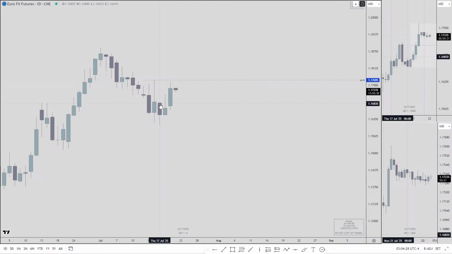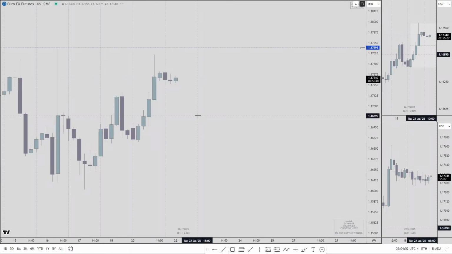This down close candle traded into a previous down close candle, as well as the bullish fair value gap right here. So I would be interested in looking for longs to take out this short term or intermediate term swing high on the daily time frame.